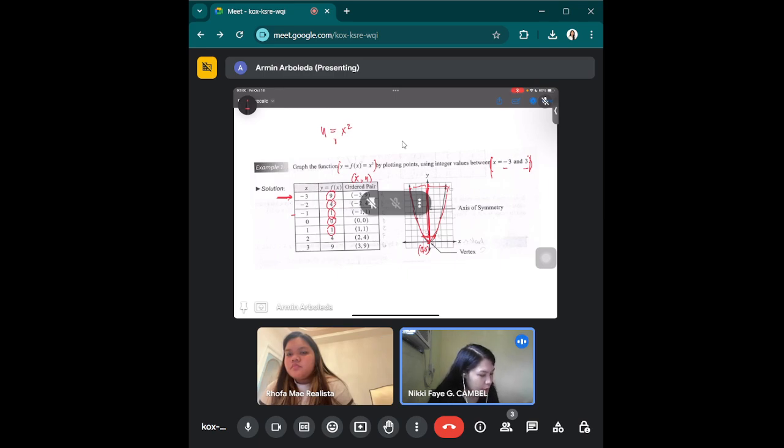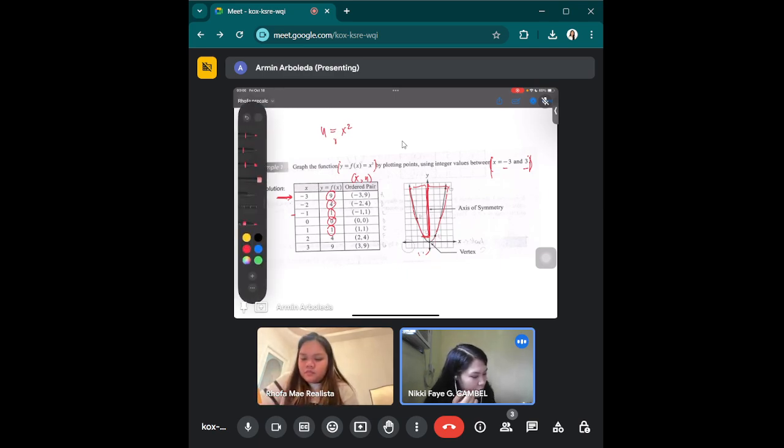And we also have what we call the vertex. The vertex is the highest or the lowest point of the parabola. So in this case, this one is a lowest point. Okay? As the parabola is pointing up, the vertex is the lowest or the minimum point.